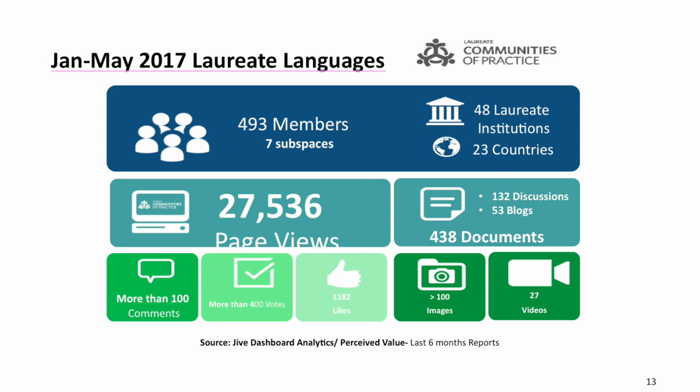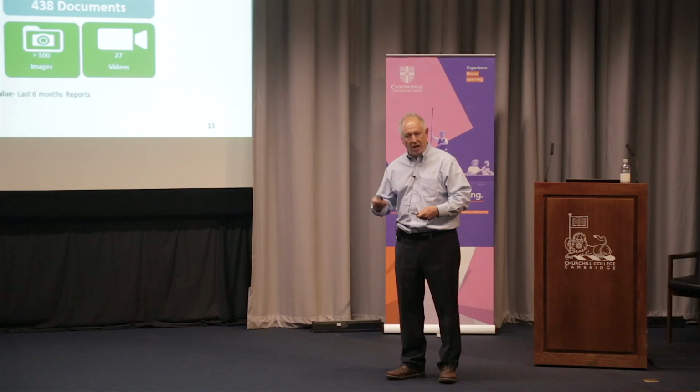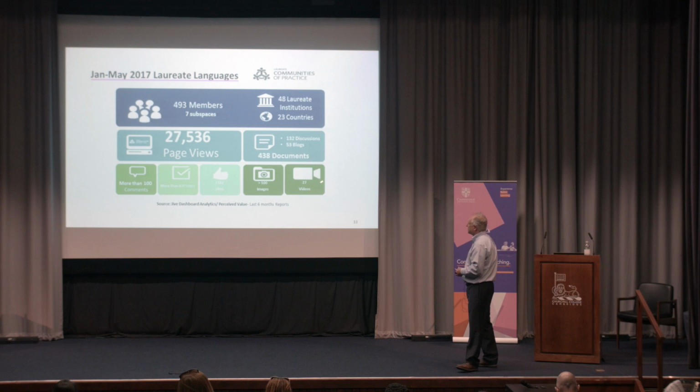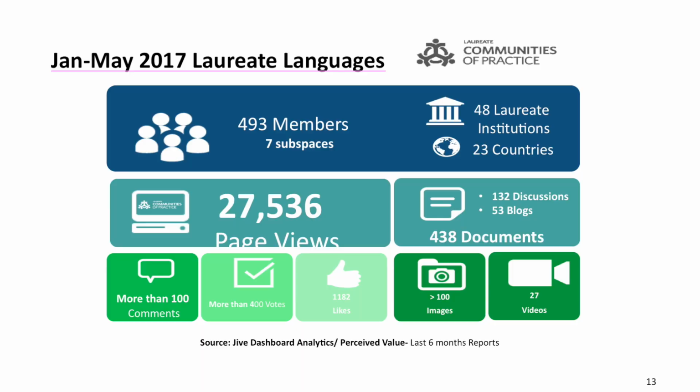438 documents. And the documents here, these are the best practices, okay? So what happens is they get curated through the community. An idea comes up, it gets fed through the community cycle, and eventually the most promising ideas are selected. So documents of that nature, 27 videos. The videos also describe best practice. Images, and then of course likes, votes, and comments.